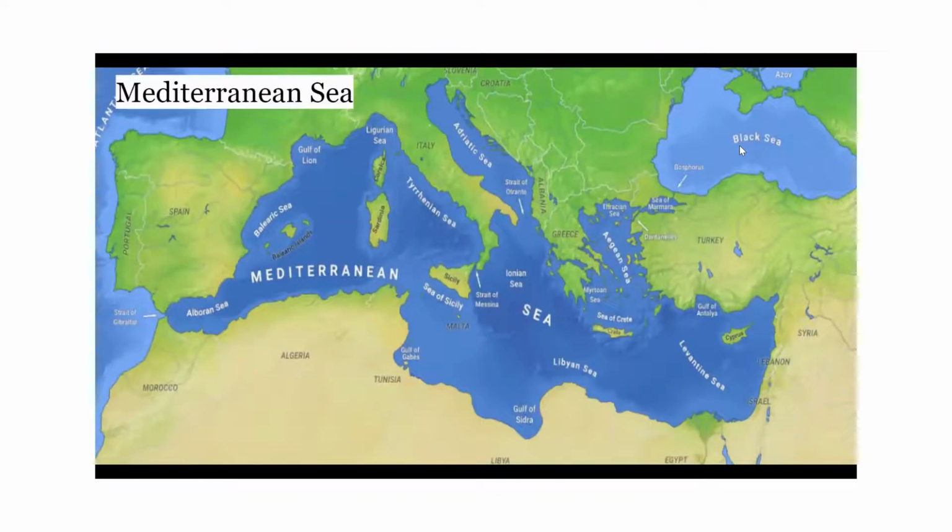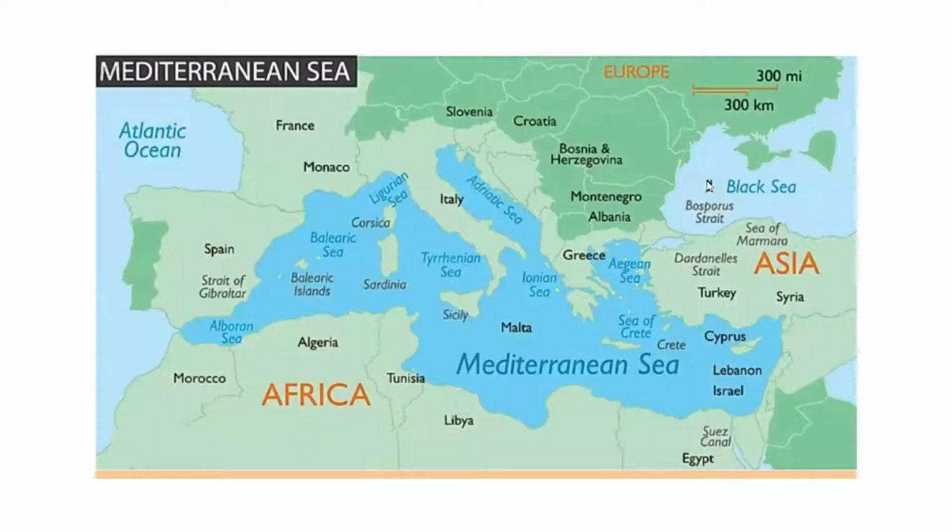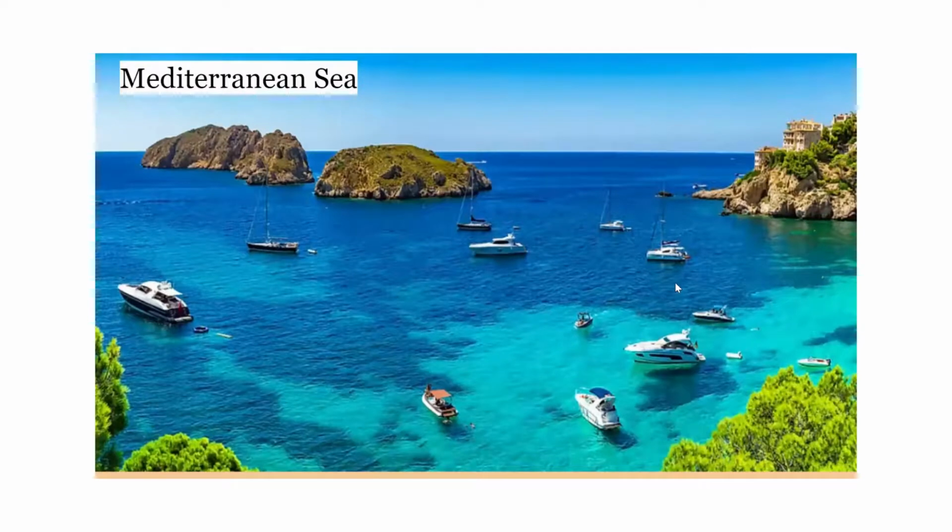The Mediterranean Sea is the 10th largest sea in the world. It borders the continent of Europe to the north. To the east, it borders Asia, and to the south, the continent of Africa. To the west, the Mediterranean Sea connects to the Atlantic Ocean via a narrow Strait of Gibraltar.